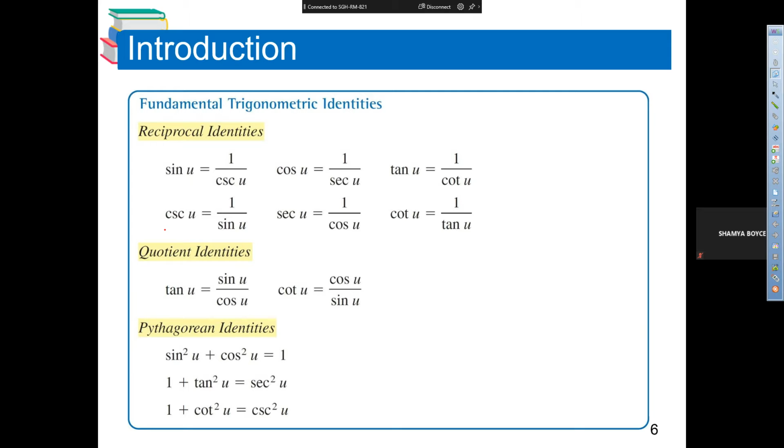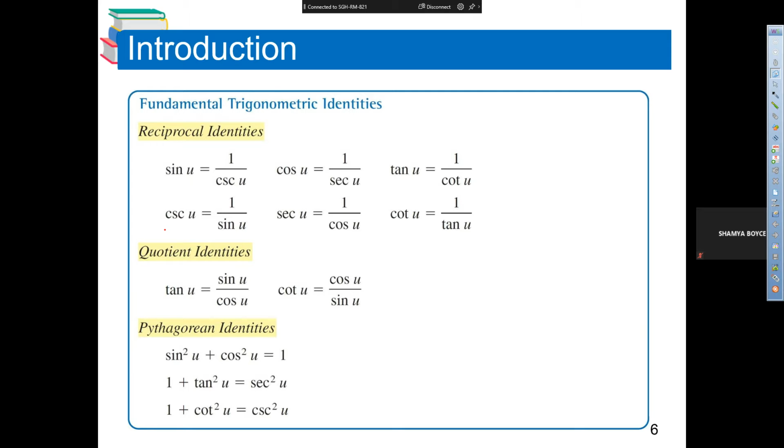You have what are called reciprocal identities, which we've talked about. Sine is equal to 1 over the cosecant. Cosine is equal to 1 over secant. Tangent is 1 over cotangent. All right. And then the other ones, quotient identities: we've talked about how tangent is equal to sine over cosine. Therefore, cotangent is the inverse, so it's equal to cosine over sine.